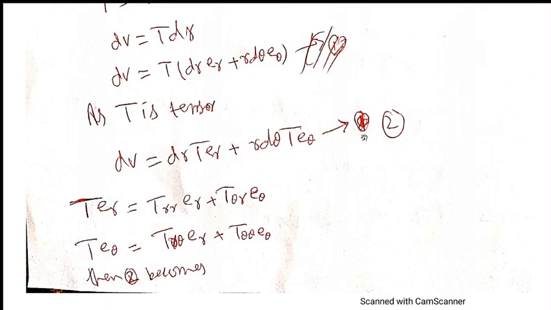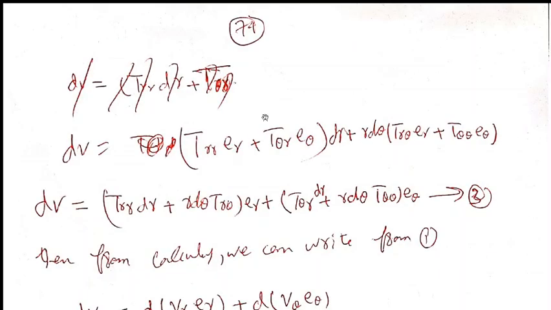Use these two in equation number 2. We have written this in terms of a linear combination of Er and E theta. We have combined the coefficient of Er here and the coefficient of E theta. We have equation number 3. This differential of v is coming from the definition of gradient of v.